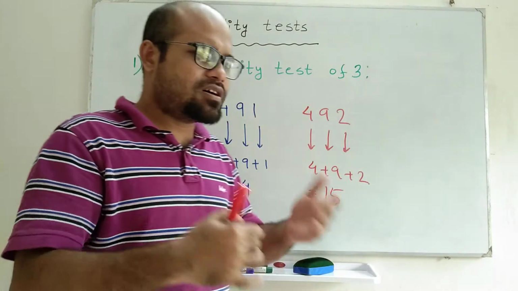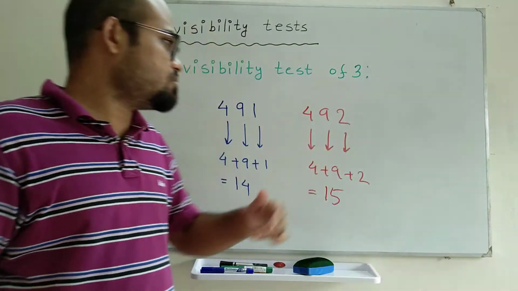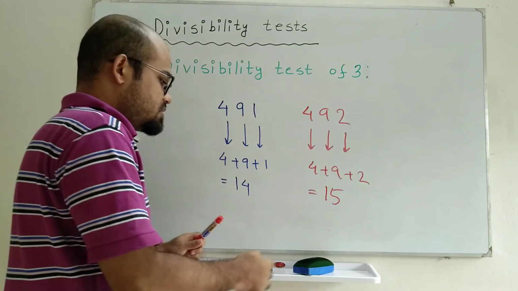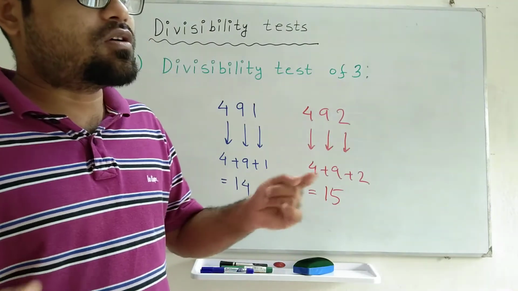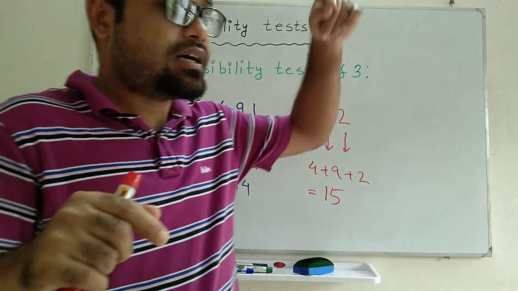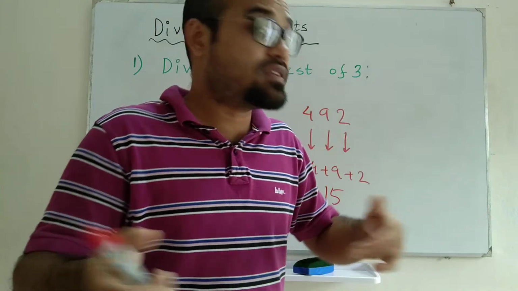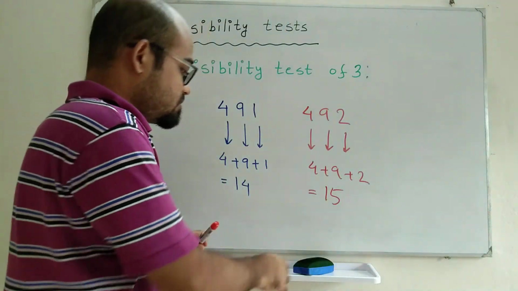So the divisibility of 3 is a bit more complicated than divisibility by 2. In the divisibility by 2, we'll only have to consider whether the digit in the units place is even. If it's even, then the whole number becomes divisible by 2.